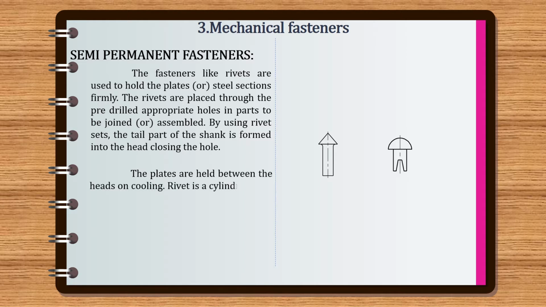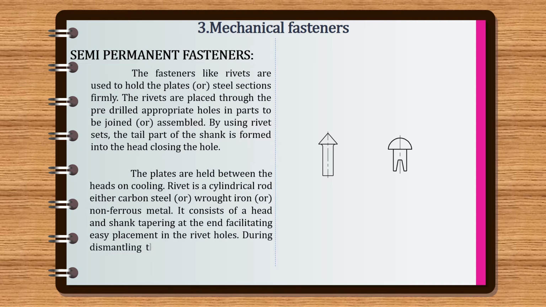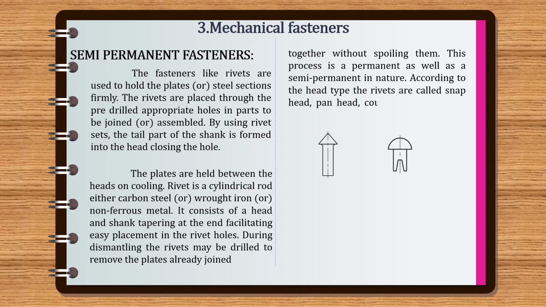A rivet is a cylindrical rod, made of carbon steel, wrought iron, or non-ferrous metal. It consists of a head and a shank tapering at the end, facilitating easy placement in the rivet holes. During dismantling, the rivets may be drilled out to remove the joined plates without spoiling them. This process is permanent as well as semi-permanent in nature. According to the head type, the rivets are called snap head, pan head, countersunk head, flat head, etc.